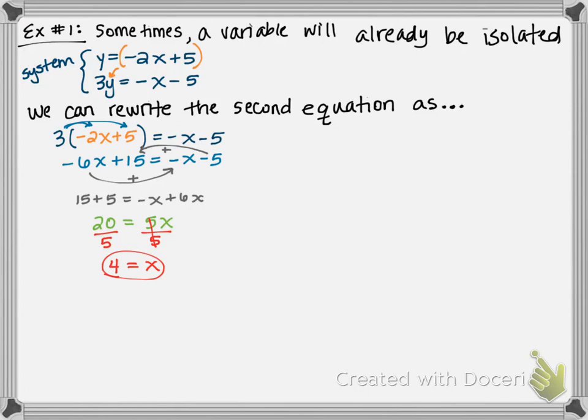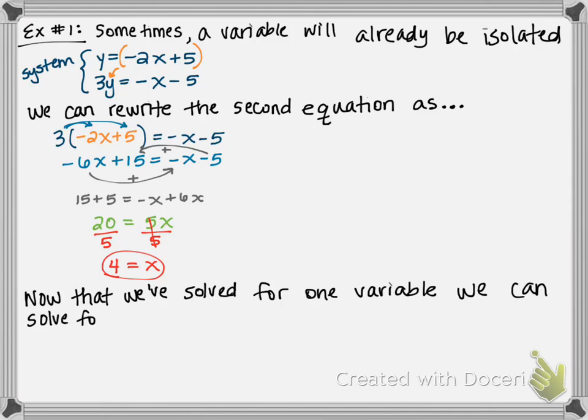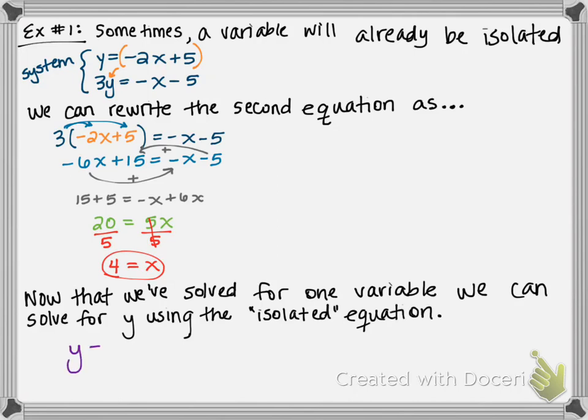But we know that when we're solving systems, the answers are a coordinate point. I have the x coordinate, but not the y coordinate. So in order to find that now, I can take my answer and put it into the isolated equation. That's what I like to call it. And that's how we're going to solve for y. So my isolated equation was y equals negative 2, and then instead of x, I now know that x is 4. Once again, I'm substituting. So negative 2 times 4 is negative 8, and plus 5, I get y is negative 3.